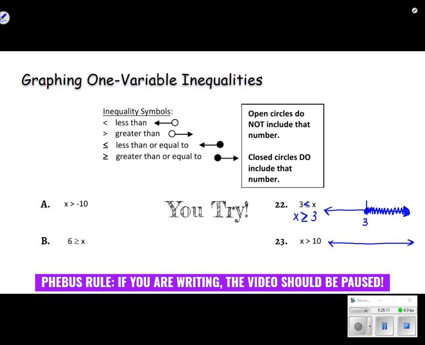All right, let's look at number 23. The number on here needs to be 10. It's an open circle, and we're shading to the right all the way to the arrow. So that's how I want you to graph inequalities on a number line.